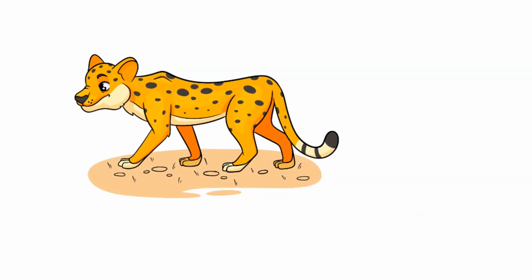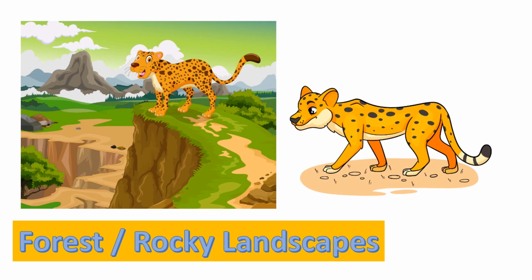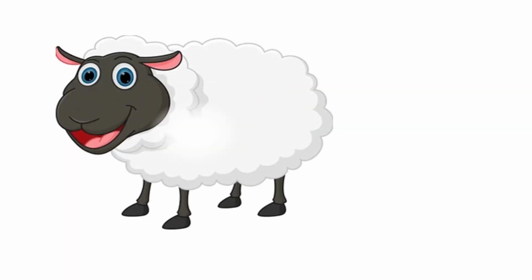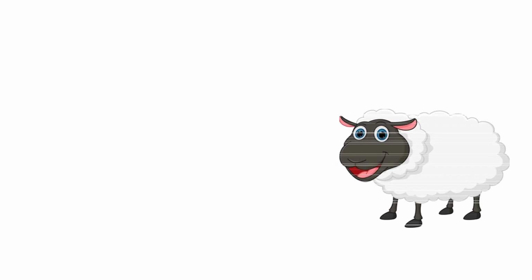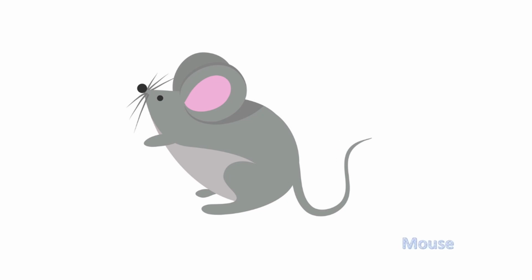Where does a leopard live? A leopard lives in a forest and around rocky landscapes. Where does a sheep live? A sheep lives in a pen. Where does a mouse live? A mouse lives in a hole.